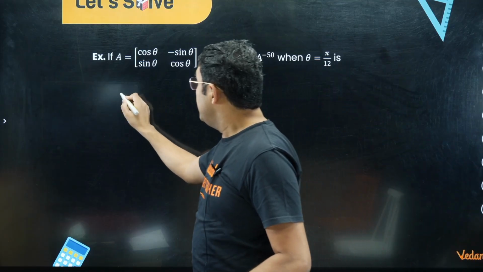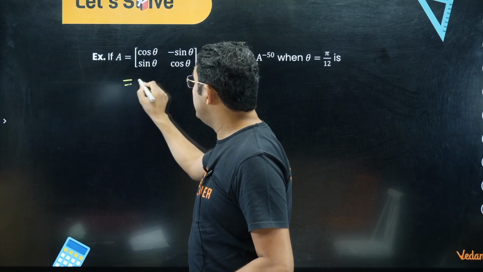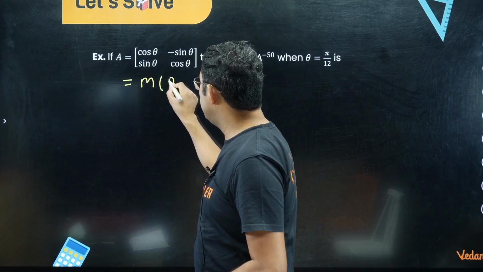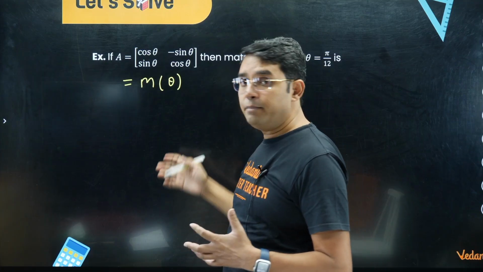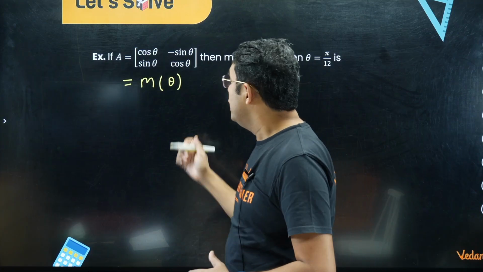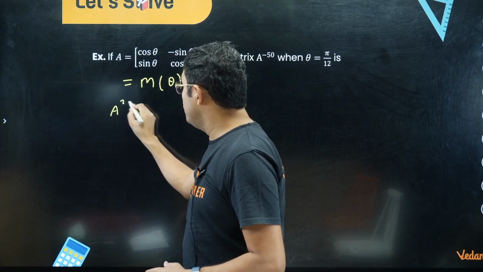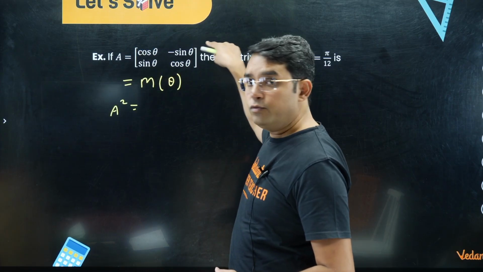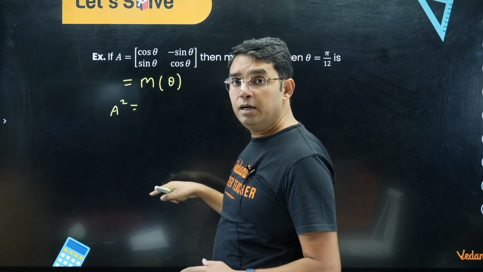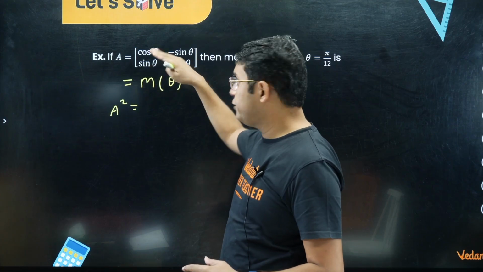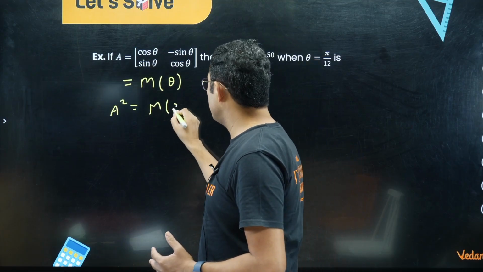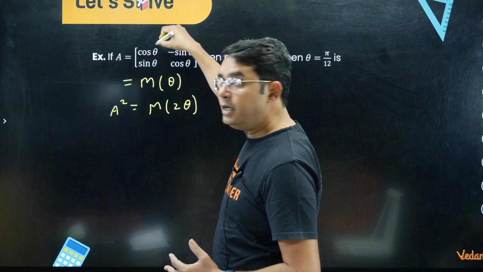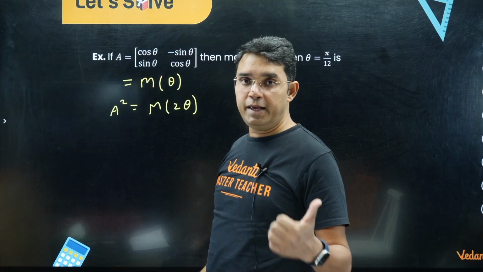It is done by taking this A as, let's say, a matrix as a function of theta. So we can check that if you do A square, first row multiplied with first column, then first row with second column, and so on, it comes out to be M of 2 theta. So every theta is replaced by 2 theta when you take A square.